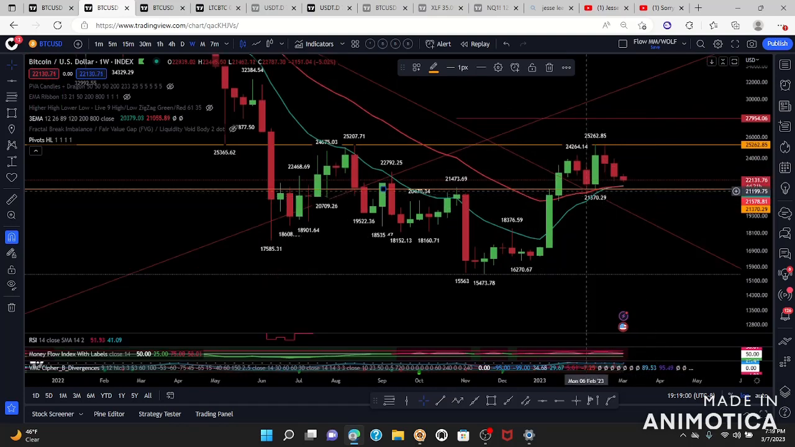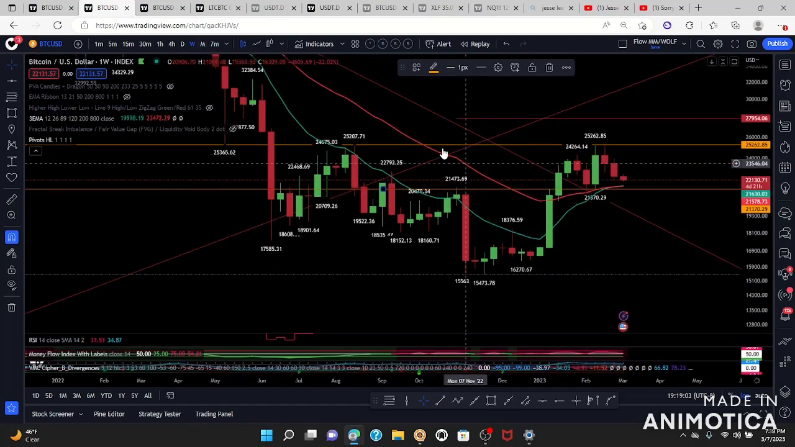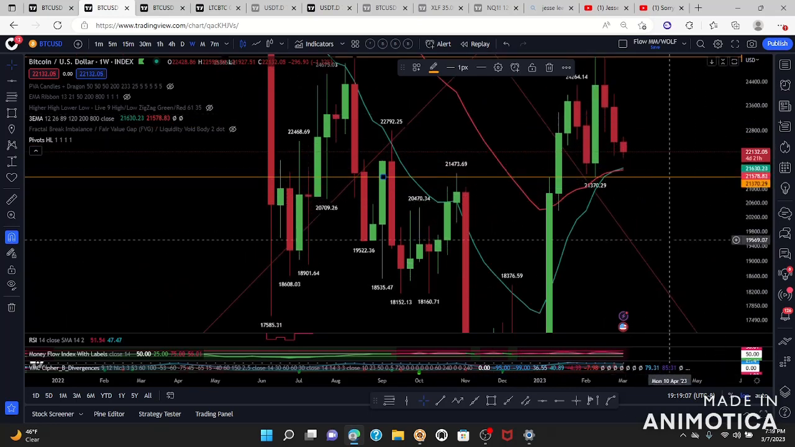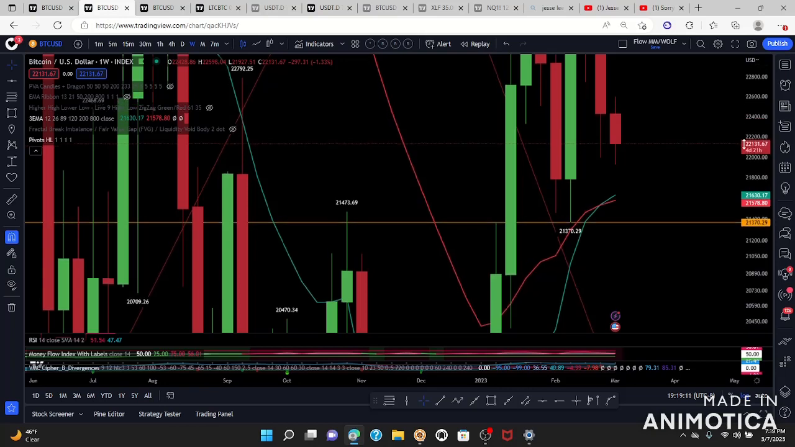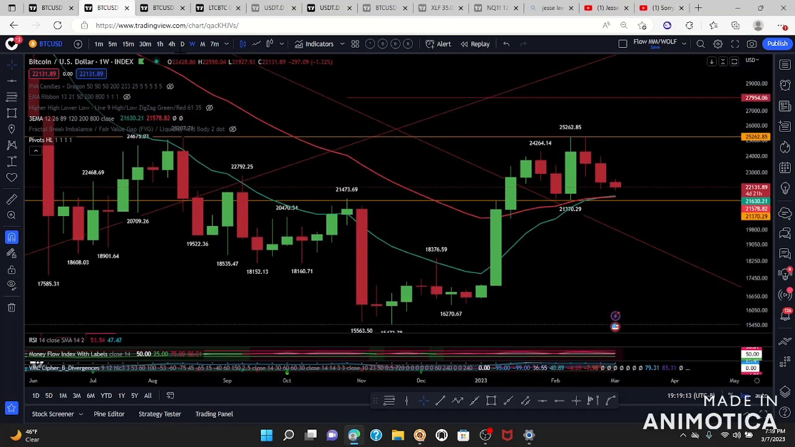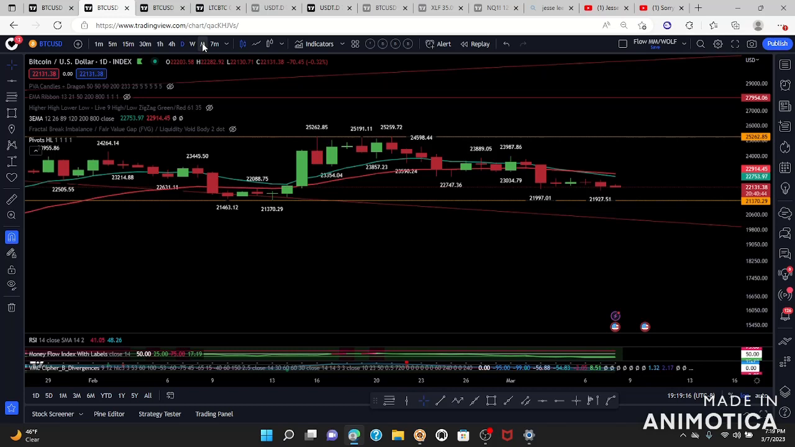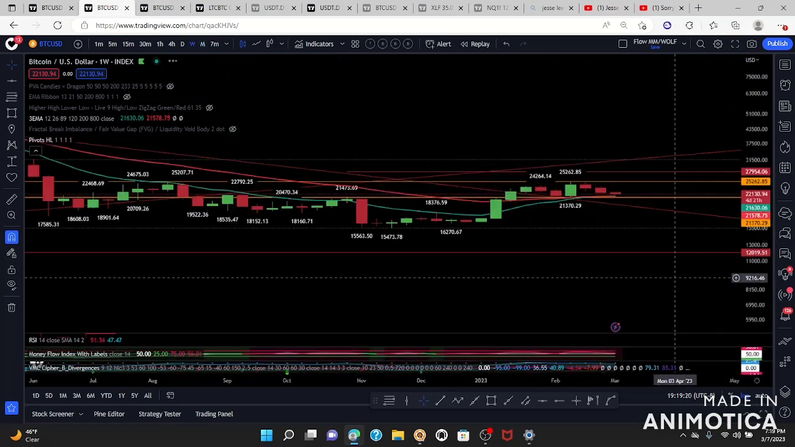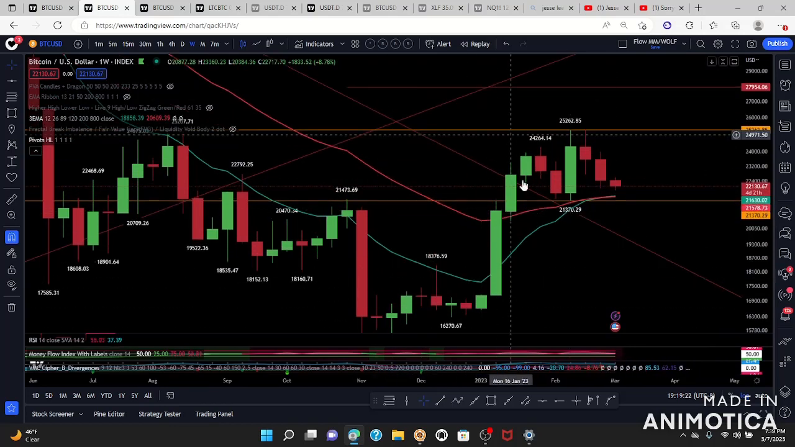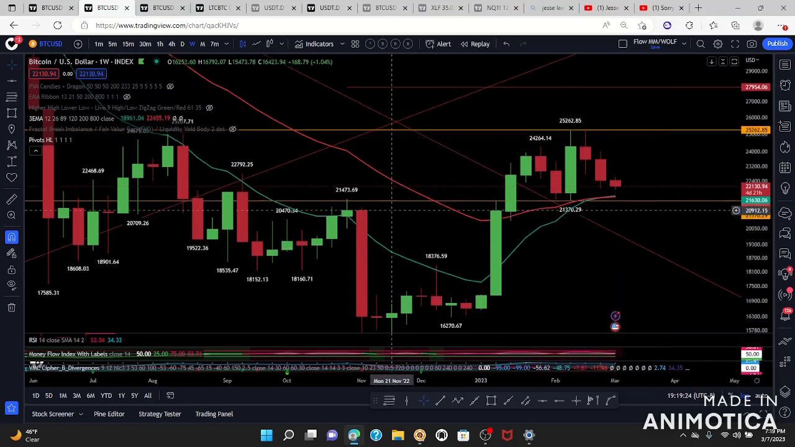Also, it's good as an observation to have your 12 and 26 EMAs. So right now you can see that the 12 and 26 EMAs have officially crossed to the upside on the weekly, making it a bullish trend for me. On the monthly, we are bearish, right? But weekly, we are bullish. Why? Because price action is above 12 and 26.